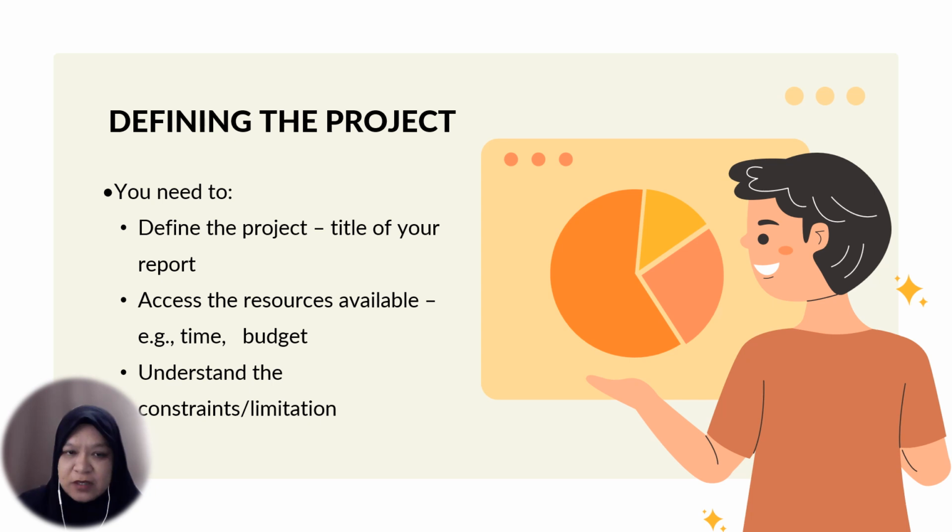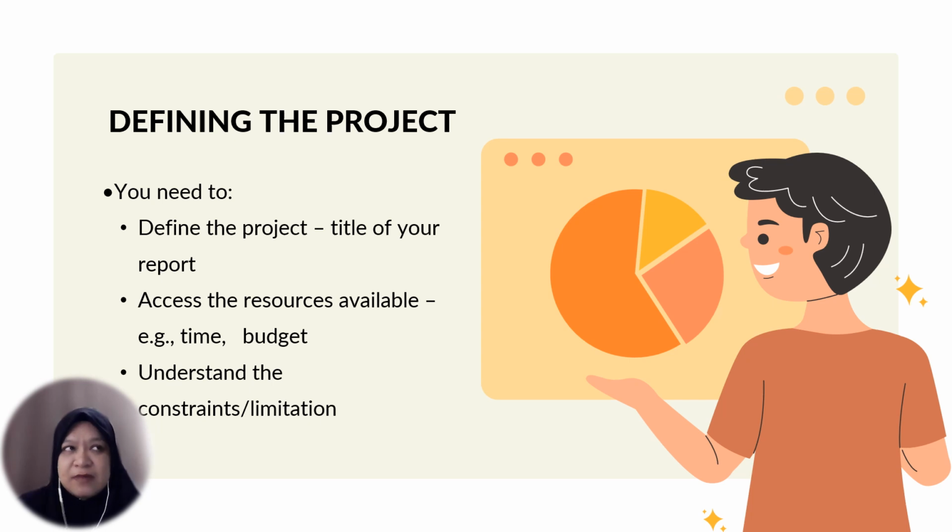In defining the project, you need to give a title for your report. You have to identify the area and the problems that you want to investigate. Also, you need to assess the resources that are available. When we talk about resources, it's not only about the budget; it also includes your money and the references that are available to you. So you need to understand your constraints or limitations when you want to do this report.